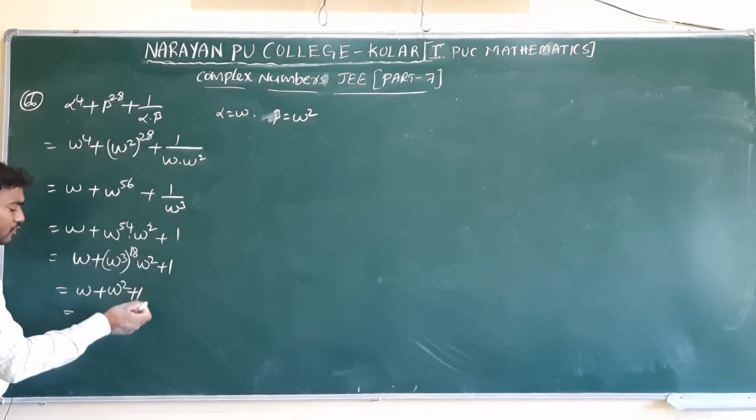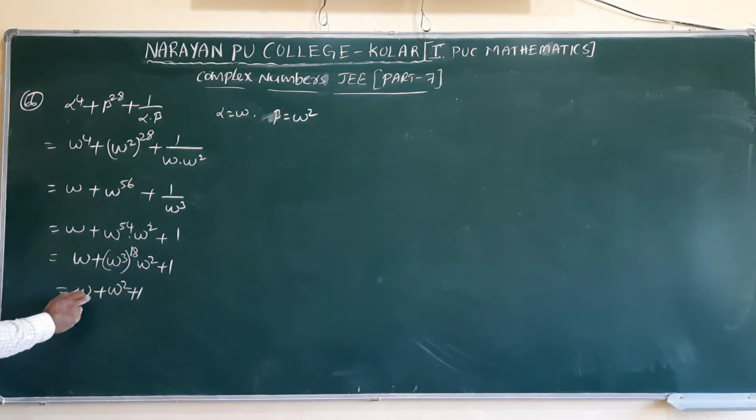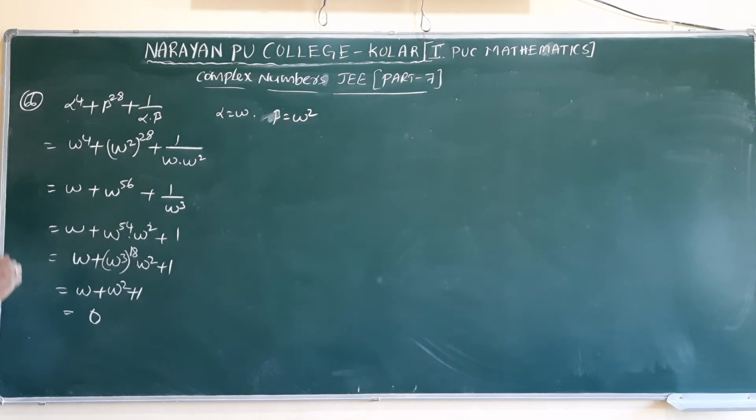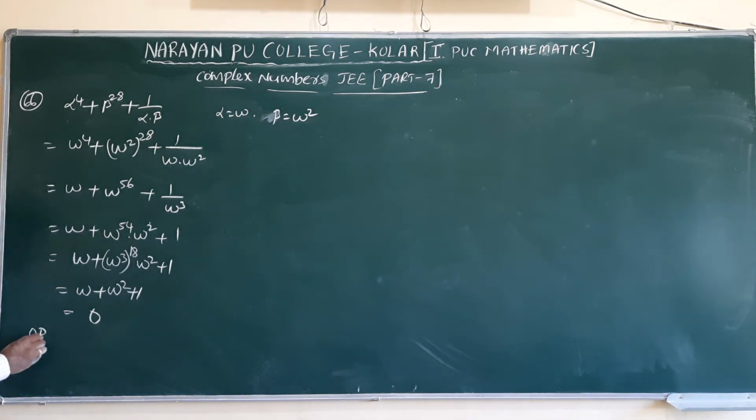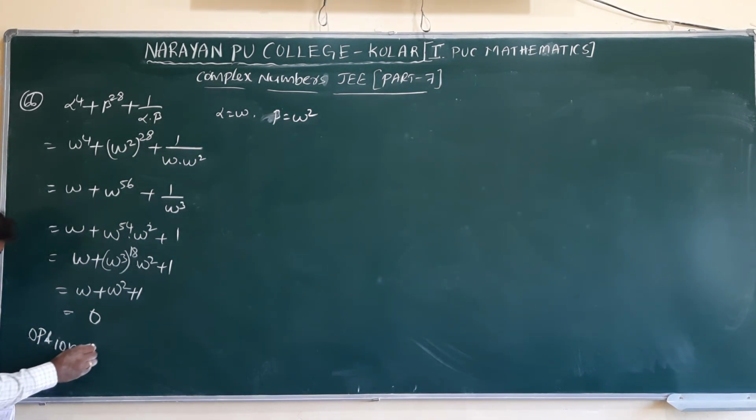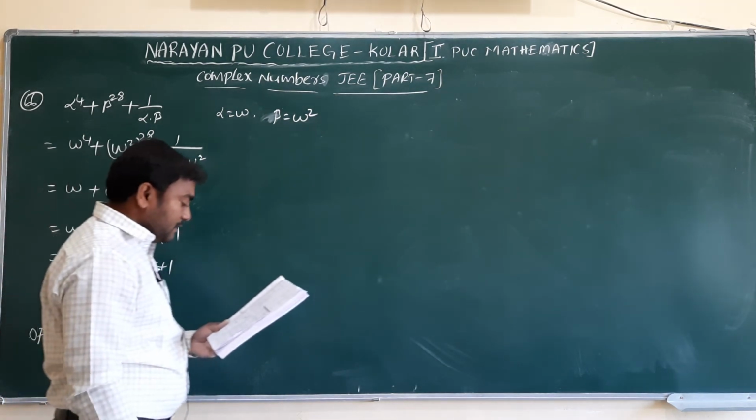It can be written, already we know the condition 1 plus omega plus omega square is 0. So here option C is the correct option.